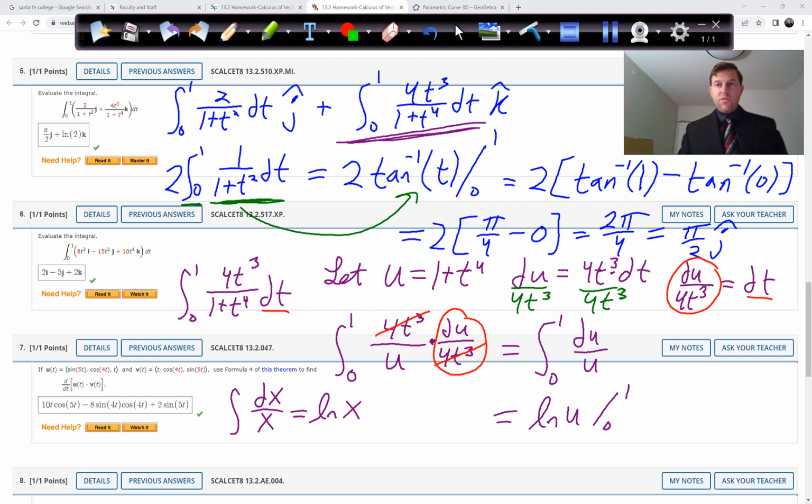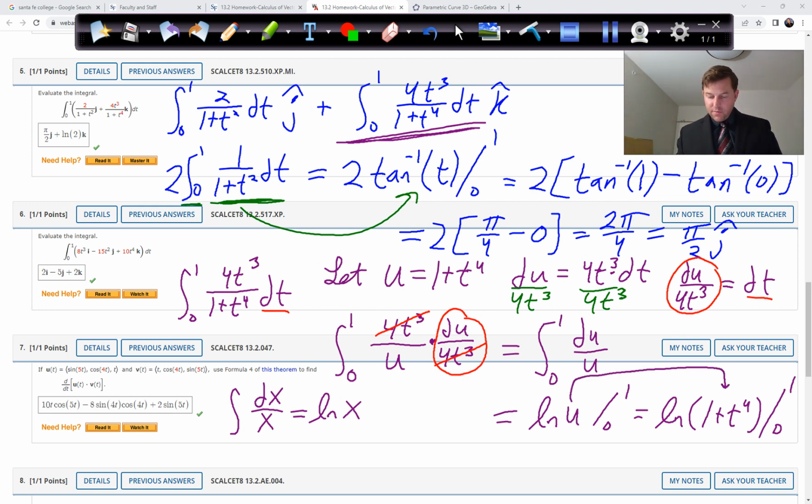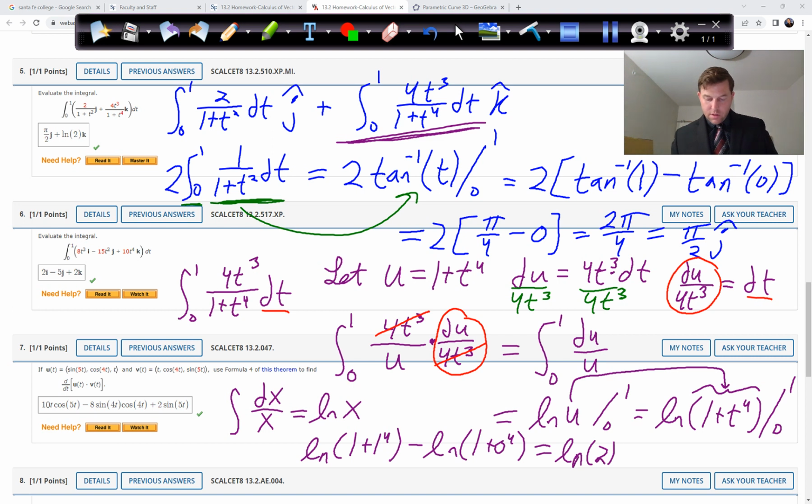Now some people will have you change those limits of integration. I'm not going to. I'm going to do what's called back substitution. So I'm going to say that u is actually 1 plus t to the fourth. And then I can keep these limits 0 to 1 the exact same. So I'm replacing u with what it was from the beginning. Okay, now we plug in 1 and we get the natural log of 1 plus 1 to the fourth, minus plug in 0, which would be the natural log of 1 plus 0 to the fourth. This is just going to equal natural log of 2, and minus, this is the natural log of 1.